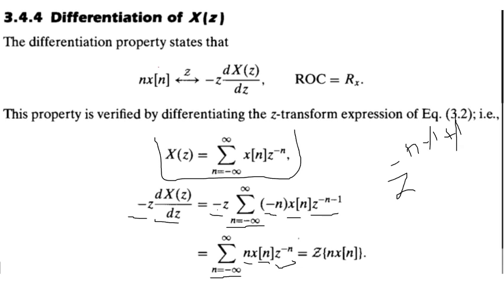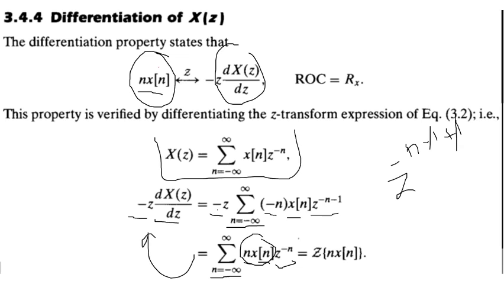So we know that if we have n x[n], its z transform will be minus z dX/dz. From this we get this expression: if any signal is multiplied with the running variable n, then its z transform will be the derivative of that z transform multiplied by minus z. So let's check an example of this differentiation property.